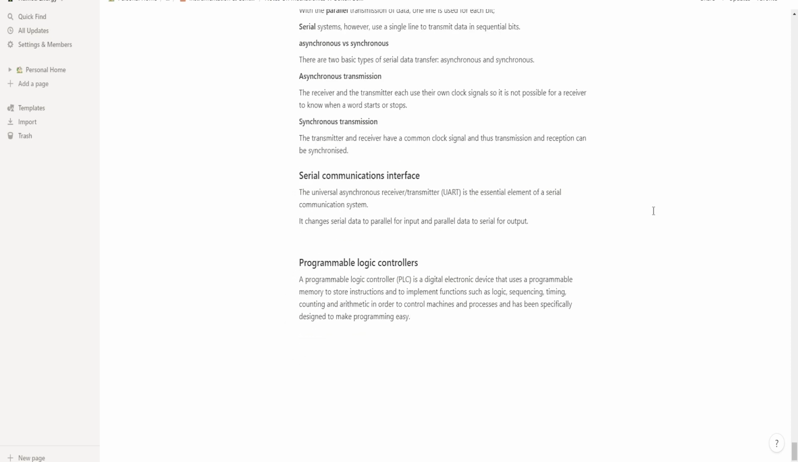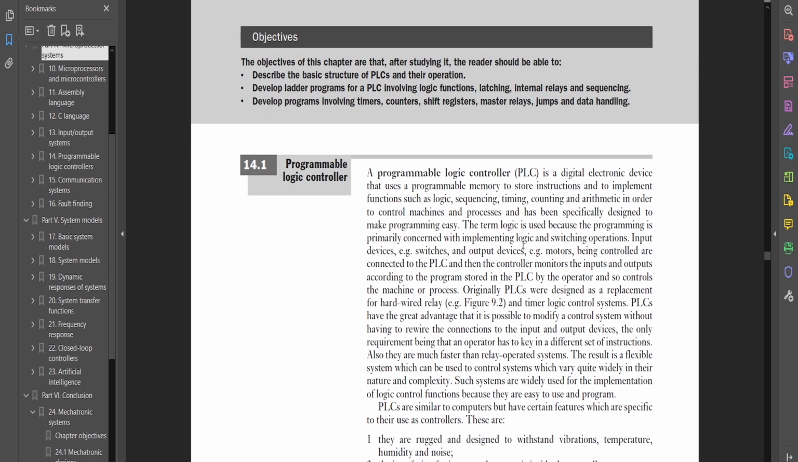Okay, so let's just make sure I try and understand that. A PLC is an electronic device. It uses programmable memory to store instructions and to implement functions in order to control machines. Okay, not entirely sure I get that. Okay, let's carry on.